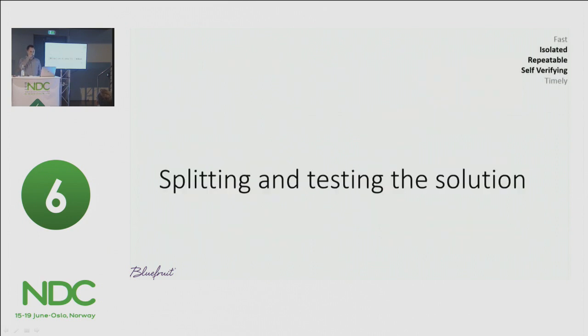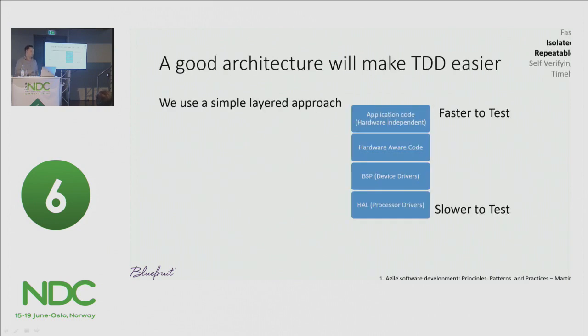How you split your solution is going to determine how easy your code will be to maintain and test. Nowadays we use a simple layered approach. We develop it over time in vertical slices, and we generally have something akin to these layers. We find the further we go down the layers, the slower our testing becomes. The closer we get to hardware, the slower it becomes.